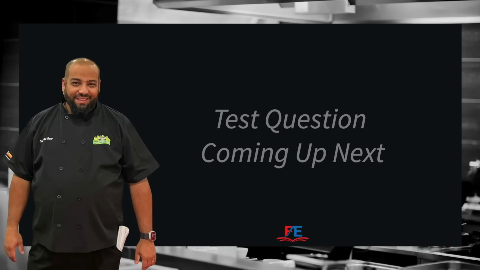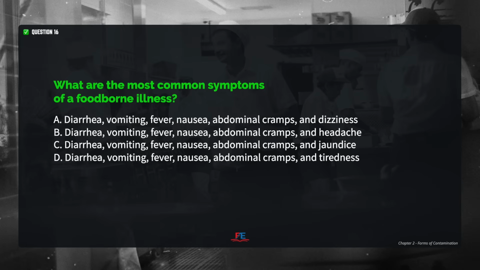Before we dive into how to work backwards to find the correct answer, take a moment to carefully read the question along with the multiple choice options. I'll give you a moment to do that, and then we'll break it down together so that you can better understand the question and confidently identify the right response. Question 16. What are the most common symptoms of a foodborne illness?